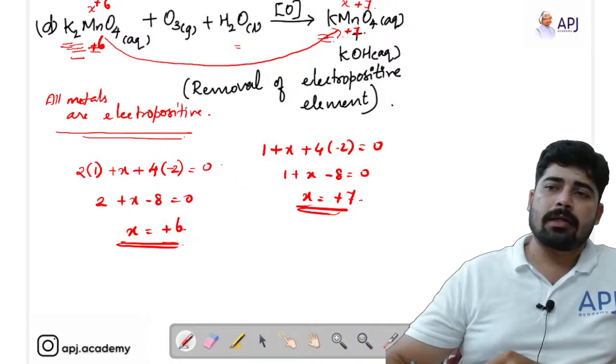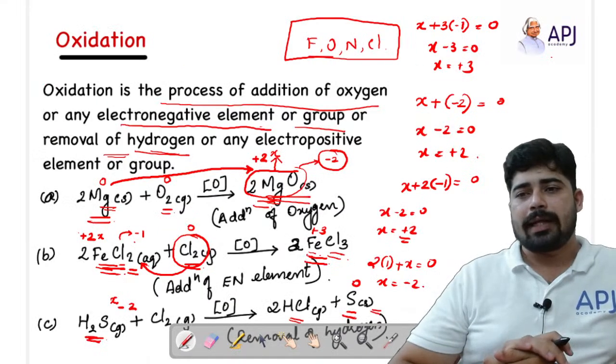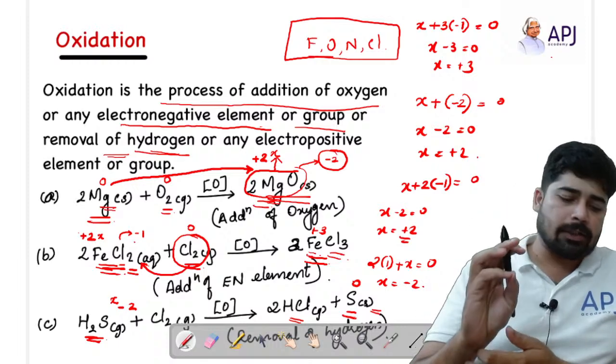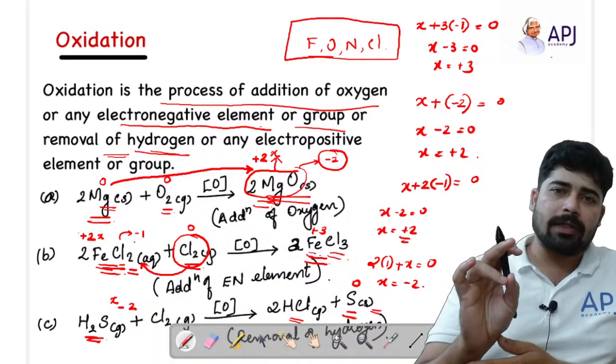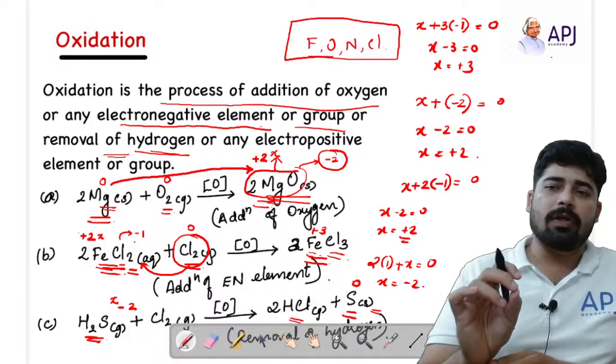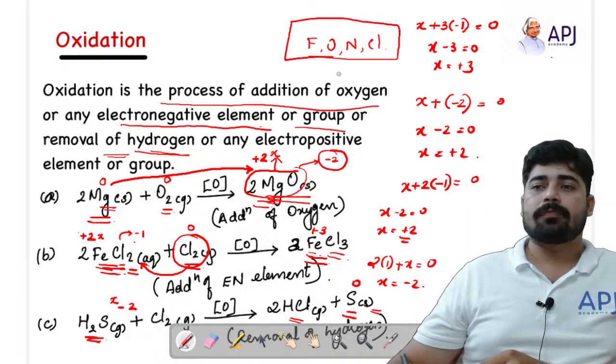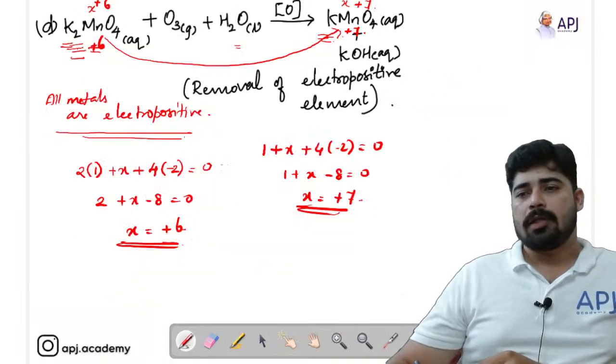Coming back to the previous slide, you can again read here that oxidation is the process of either addition of oxygen or addition of any electronegative element, or removal of hydrogen or removal of any electropositive element. So hope this is clear, students.